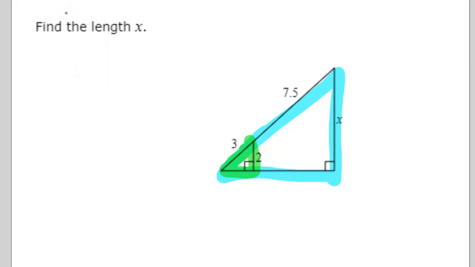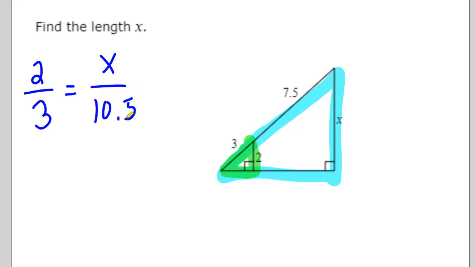So my little triangle I have is 2 over 3. Now the 2 matches up with the side with the x. The 3 matches up with the side that also has a 7.5 on it, but it's not going to be 7.5. We actually have to add those two numbers together on that side. So on this side, it's actually going to be 10.5. And that's going to be the side of the large triangle, because I got 7.5 and the 3 that I have to put together. Now we're going to cross multiply.